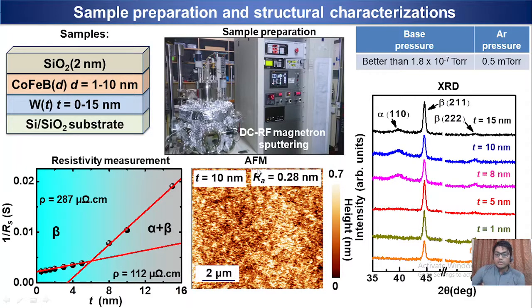And atomic force microscopy is used to calculate the roughness of our sample, which comes out to be very small, around 0.2 to 0.3 nanometer throughout the thickness region. And the resistivity measurement shows a very clear change of slope of the tungsten sheet resistance with tungsten thickness, where below 8 nanometers, mainly in the beta phase, the resistivity of the tungsten is very high, about 287 microohm centimeter, compared to the mixed phase, which is about 112 microohm centimeter.